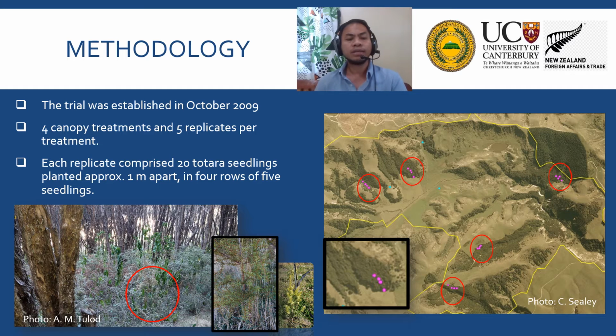Each replicate comprised 20 totara seedlings planted approximately 1 meter apart in 4 rows of 5 seedlings. Below is the picture of the understory of the kanuka forest with the totara seedlings planted under the canopy.